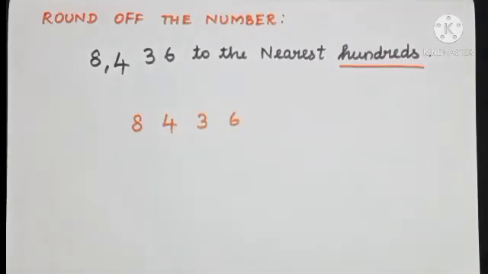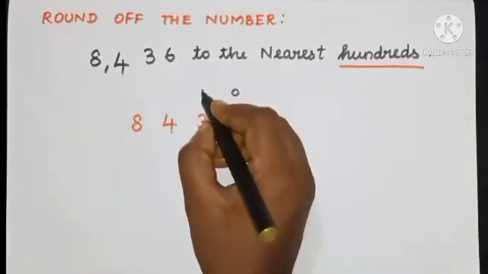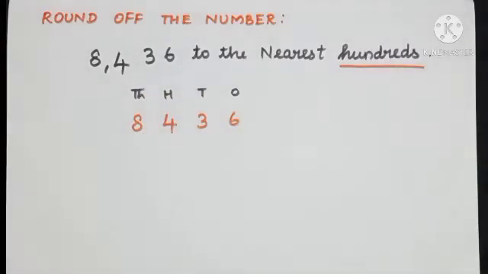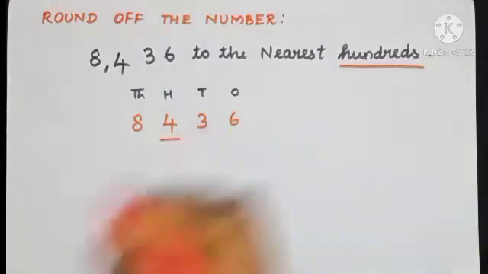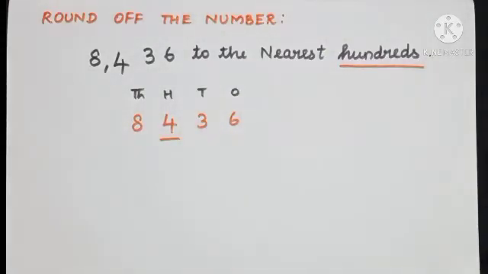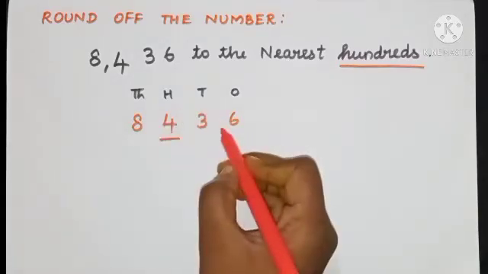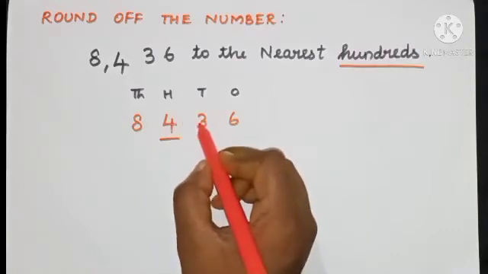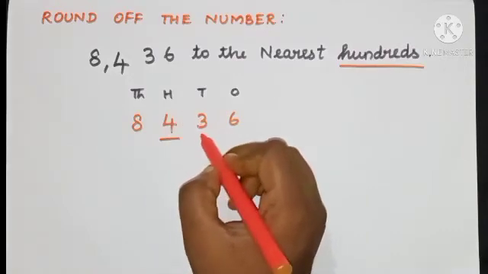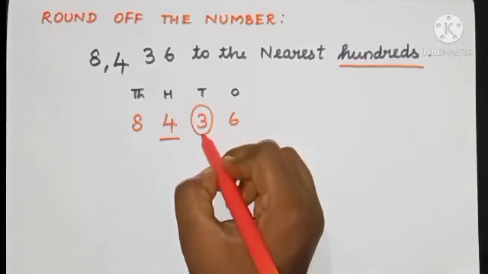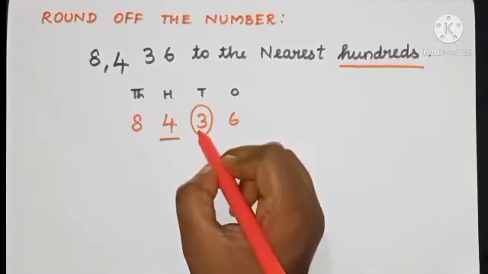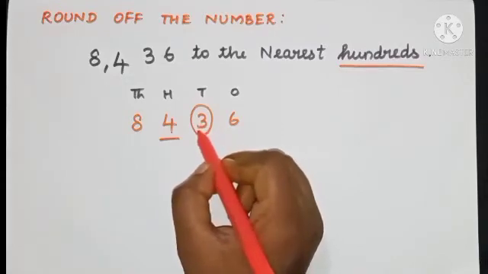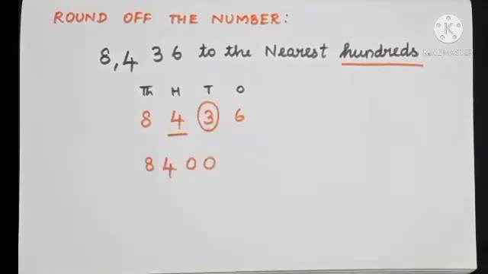8,436. Ones, tens, hundreds, thousands. The digit in the hundreds place is 4. The second step is to look at the digit to its right. The hundreds place is 4, so you look at the digit to its right, that is the tens place. Mark the tens place. If this digit is 5 or greater, add 1 to it. If it is less than 5, leave it unchanged.